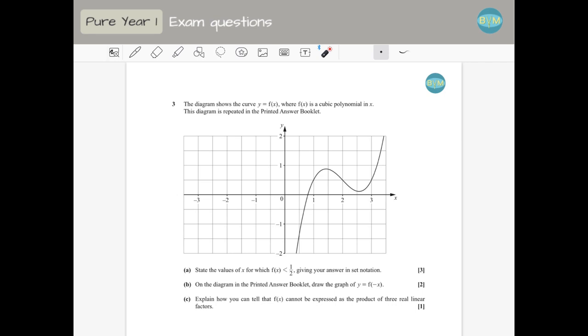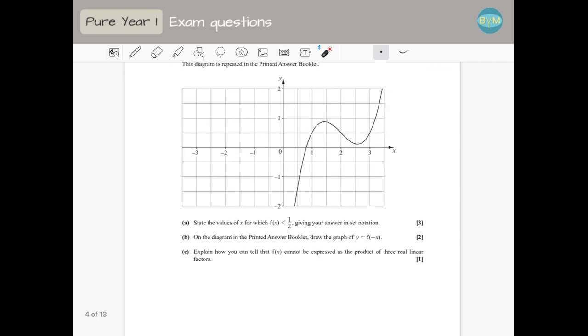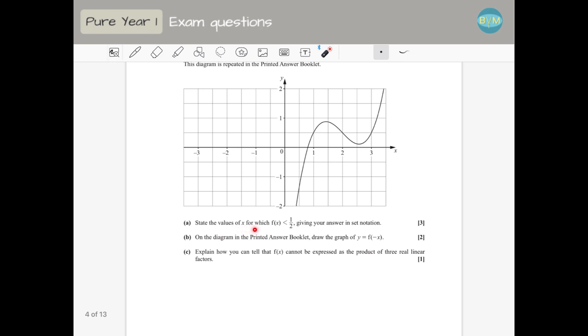Hello, this is question 3 on your November 2021 paper 1 from OCR, the AHIS paper. The diagram shows this curve here, which is a cubic. You have to state the values of x for which f(x), which is really y, is smaller than 1/2, giving your answer in set notation. So this is 1, this is 1/2.